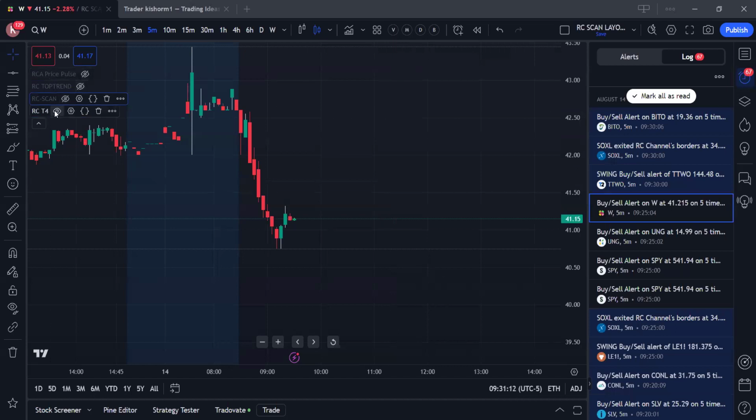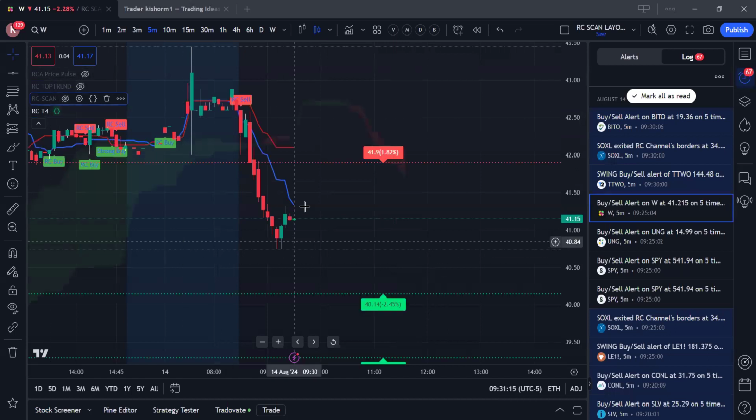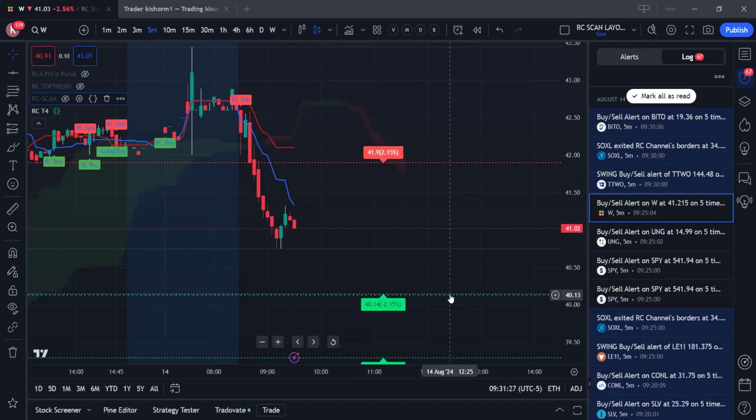So this is done. Then if you look at T4, you got a sell signal, right? When price came all the way down below the cloud, you got a sell signal. So there is a high possibility it may come all the way till 40.14. So we can go ahead and buy the puts for W.